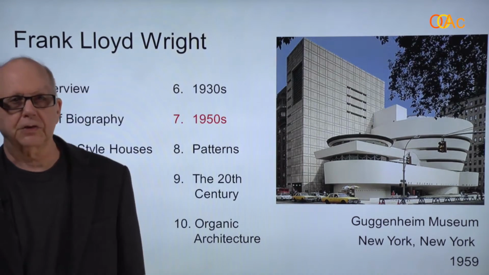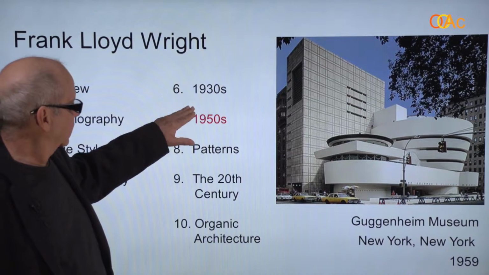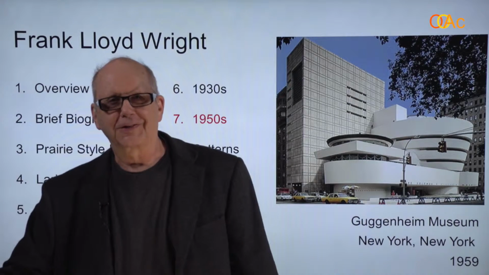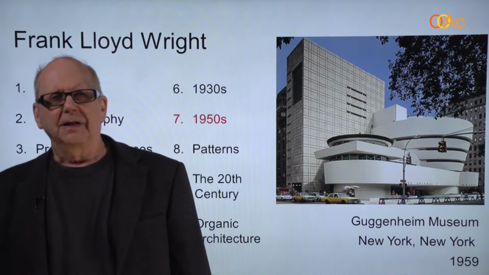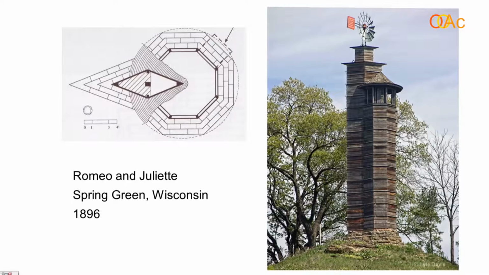Welcome back to our course on Frank Lloyd Wright, and we're now going to move from the 1930s to the 1950s. Not a lot happens in the 1940s. And here we're going to see something interesting. I'm going to jump way back to 1896, one of Frank Lloyd Wright's first buildings, which is a windmill on family property in Wisconsin. He calls it Romeo and Juliet for the erotic implications of these interpenetrating forms.